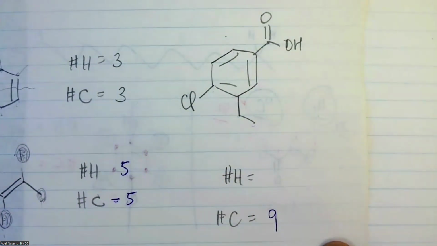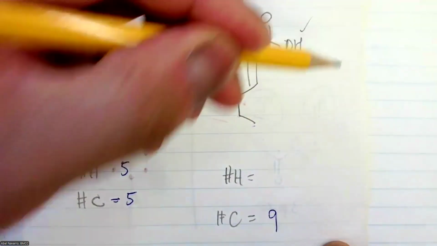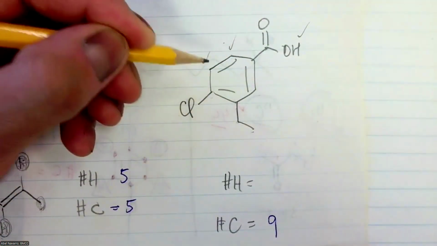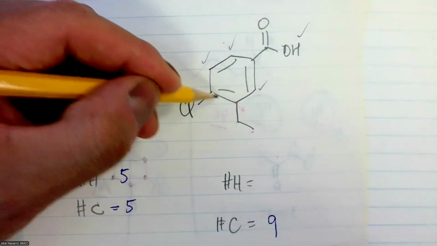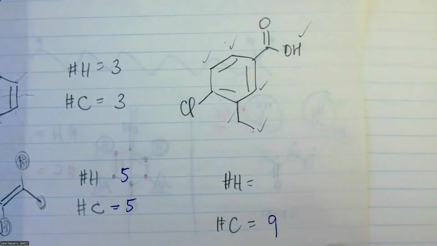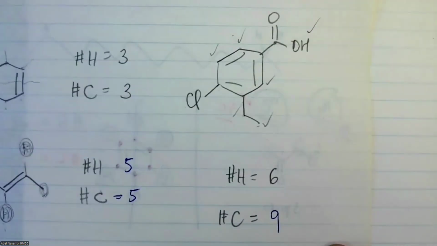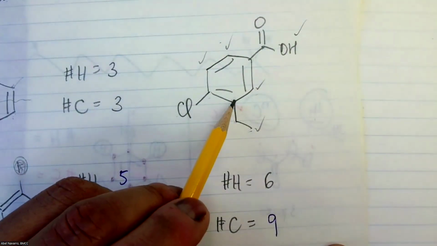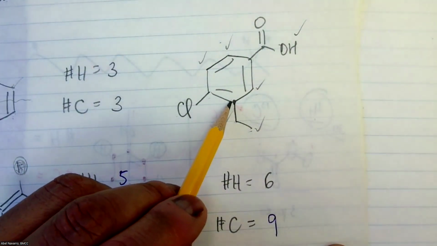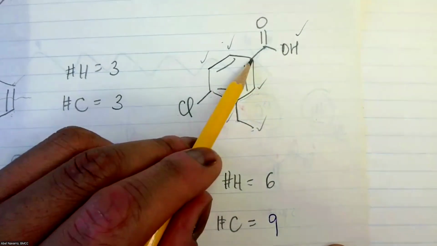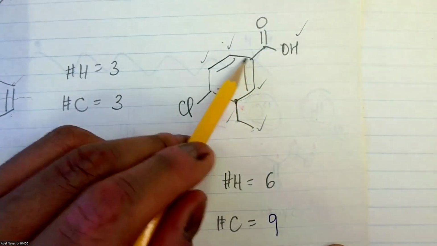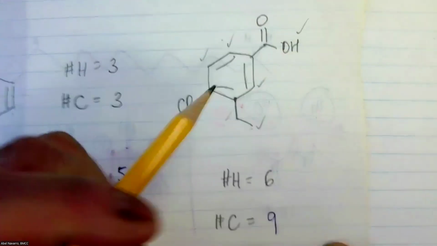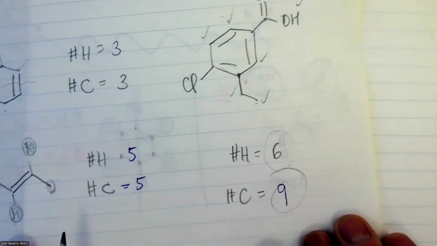Okay, hydrogens. This one has no hydrogen. 1, 2, 3, 4, 5, and 6. 6 hydrogens. Why not this one, professor? Because that one doesn't have a hydrogen. That one already has 4 bonds. 1, 2, 3, 4. This one already has 4 bonds. So you only do the ones that have hydrogens, of course. So in this case, it would be 6 hydrogens and 9 carbons.